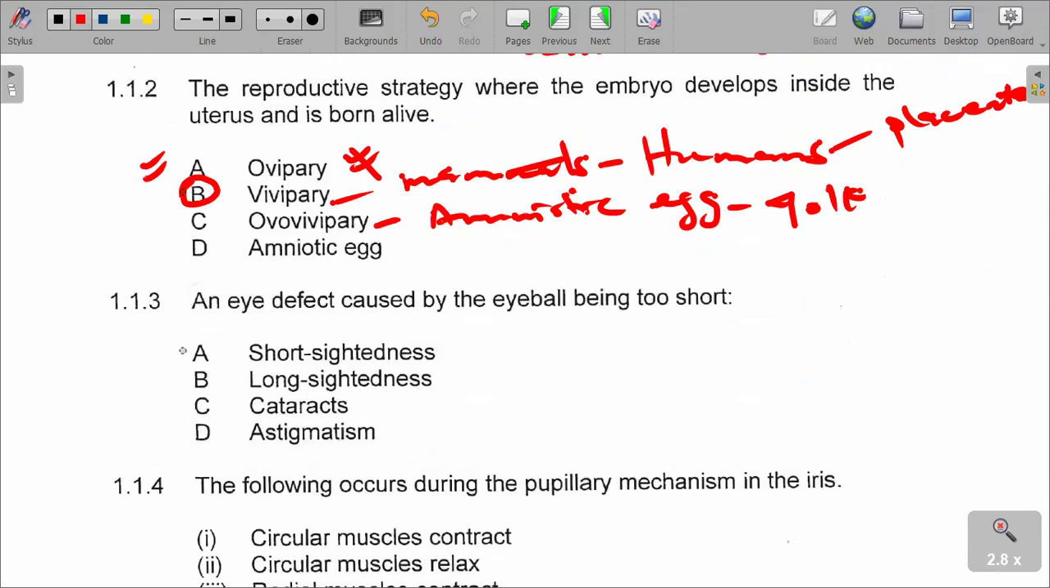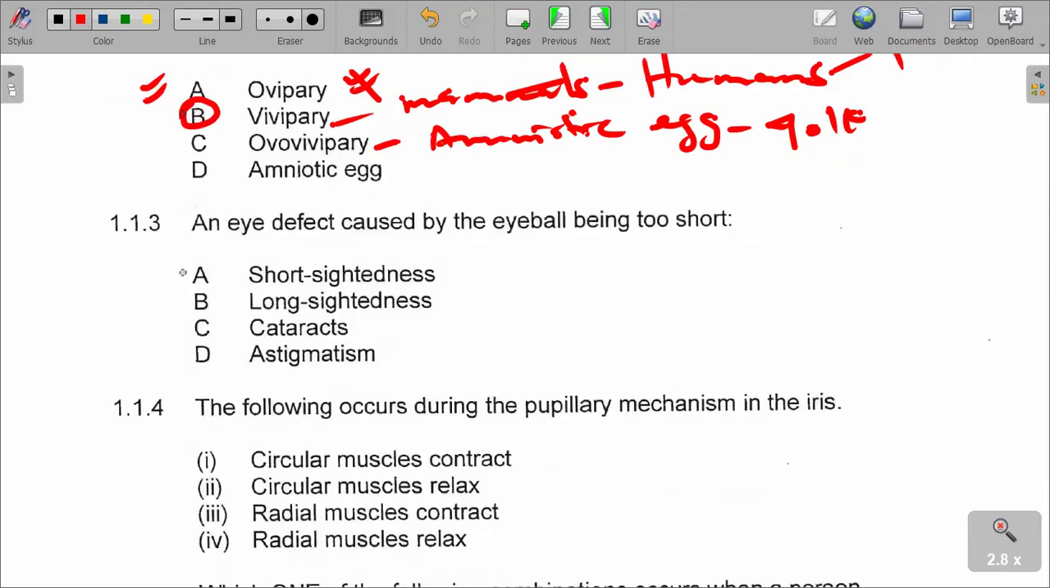And then the amniotic egg is not a form of reproductive strategy. It is actually a characteristic that we find mostly in reptiles and birds, which develops having four membranes. Check on this channel for more details.